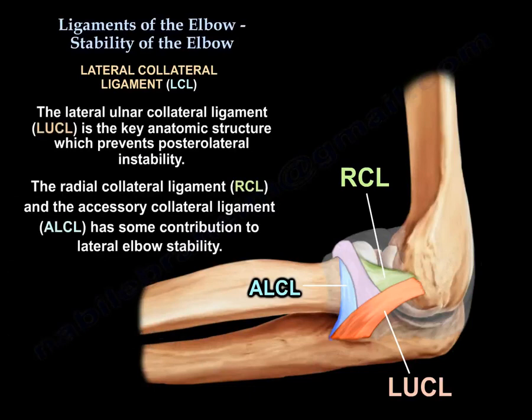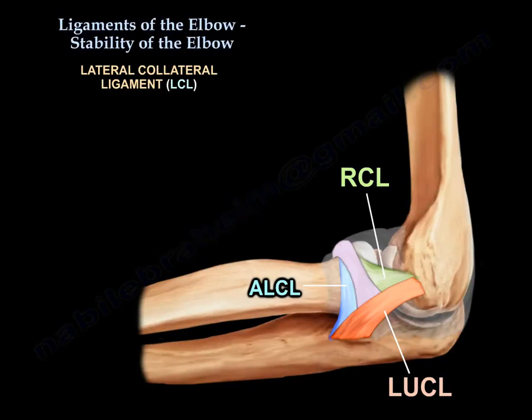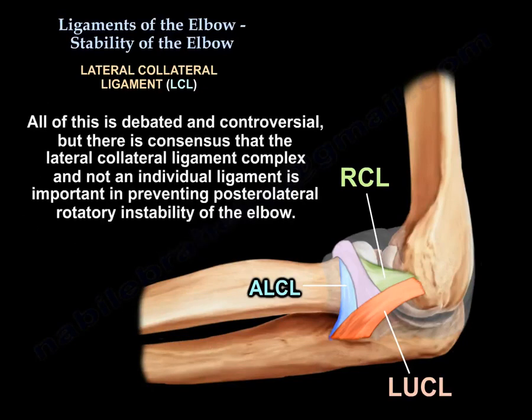The lateral ulnar collateral ligament is the key anatomic structure which prevents posterolateral instability. The radial collateral ligament and the accessory collateral ligament have some contribution to lateral elbow stability. All this is debated and controversial, but there is consensus that the lateral collateral ligament complex, and not an individual ligament, is important in preventing posterolateral rotatory instability of the elbow.